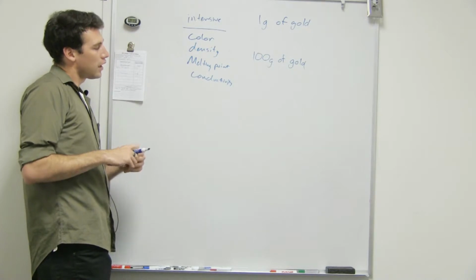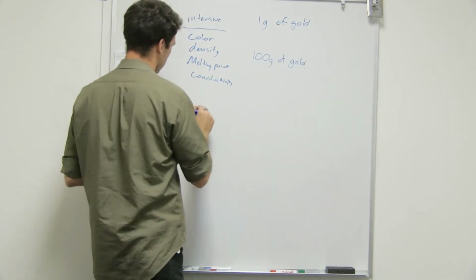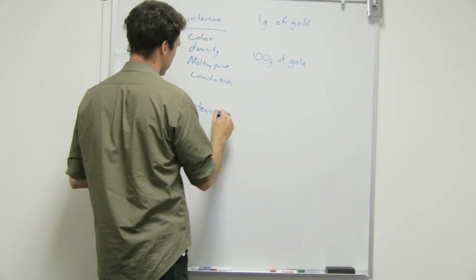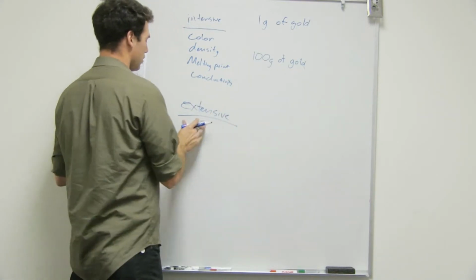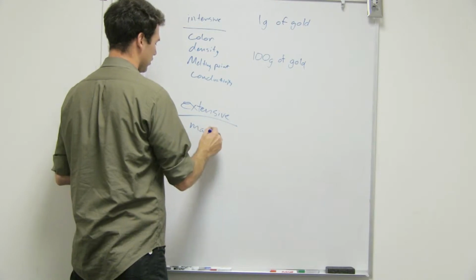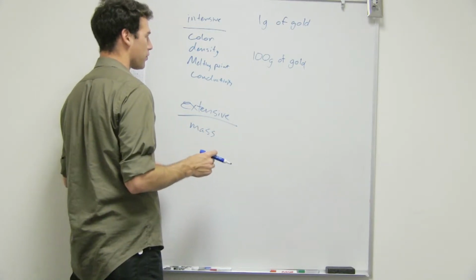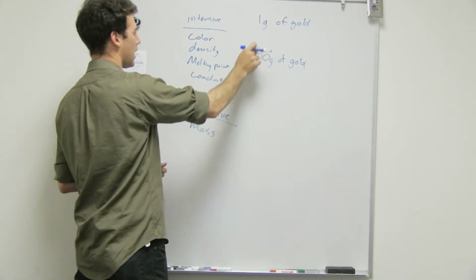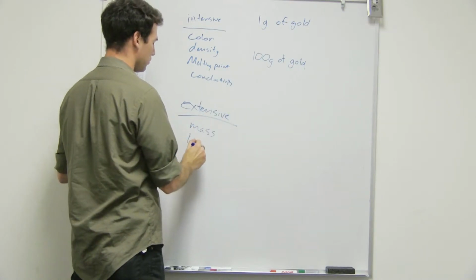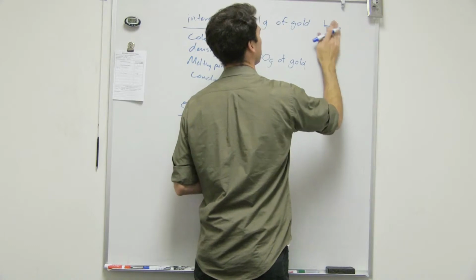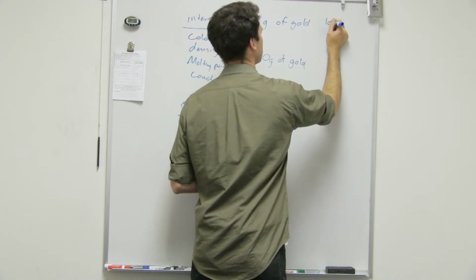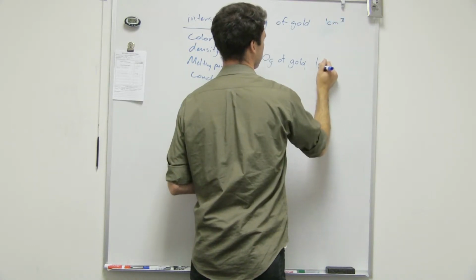Okay, extensive properties are the things that are changed by the outside influence, like the amount. So mass. Mass is going to be an extensive property. Here we see that there's a difference between mass, length. Let's say that this was 1 centimeter cubed, and that this is 1 meter cubed.